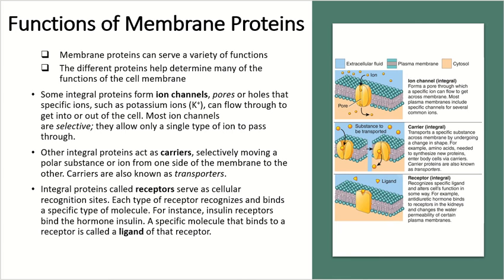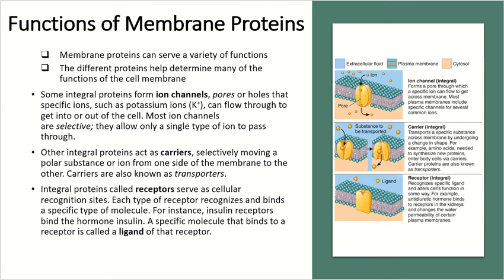These are pores or holes that specific ions can flow through into and out of the cell. And these are going to be ion specific. So only if it's a potassium ion channel, only potassium ions are going to be able to flow through that channel. Most ion channels, like we said, are going to be selective. They are only going to allow that single type of ion to pass through.